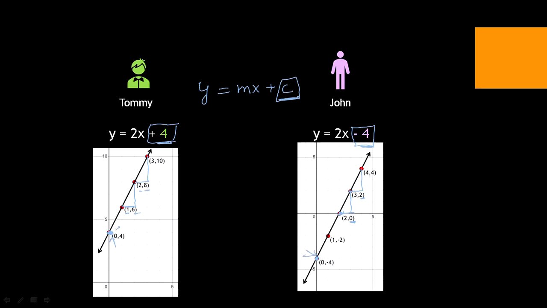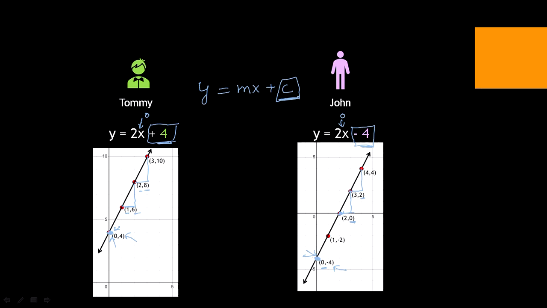This means that when Tommy sells 0 units, which means he does nothing, he just goes to his shop, enjoys and comes back, sells nothing, he still earns $4. Whereas if John does the same, he sells nothing, he will earn minus $4, which means he'll be at a loss of $4. So this starting point, or in mathematical terms where x is 0, the value of y at that point, that is different.